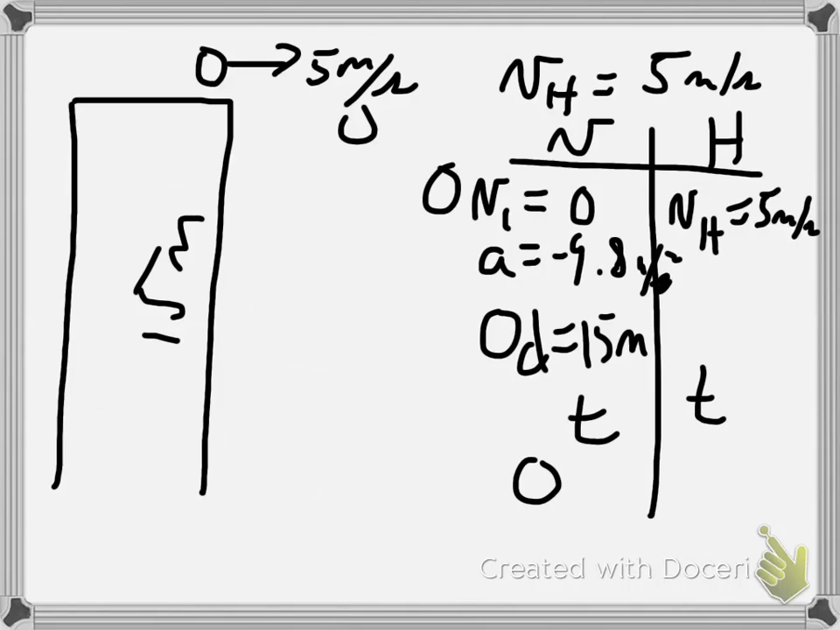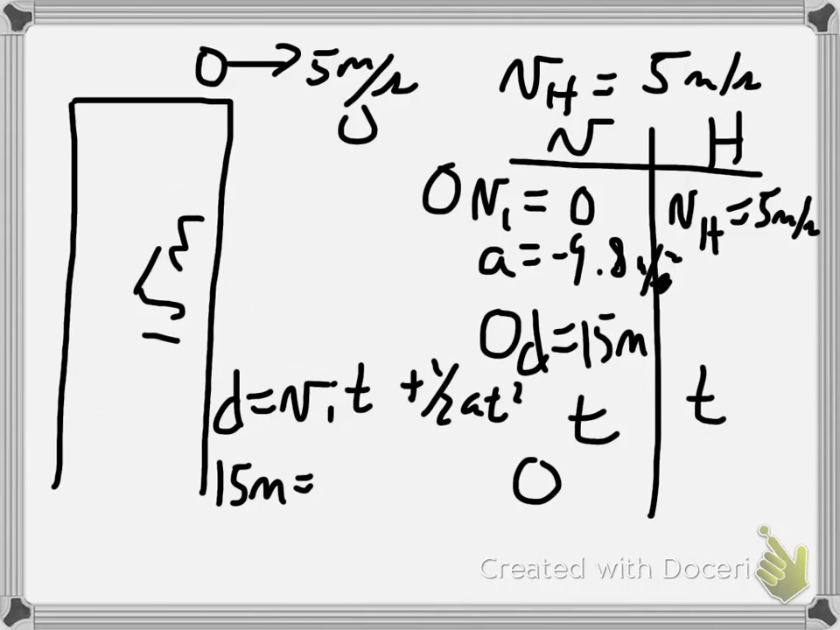So if we want to solve for the time, we can use d equals VIT plus 1/2 AT squared. So 15 meters, 0 for the initial velocity. This would just be gravity, and times the time squared. So we do 15 divided by 4.9, and take the square root of that.